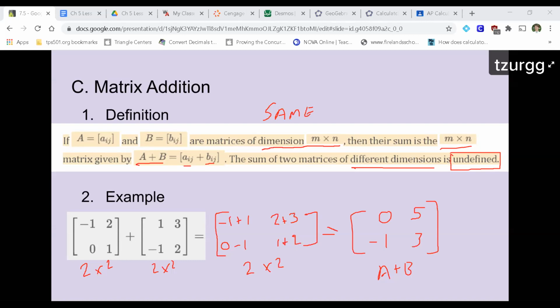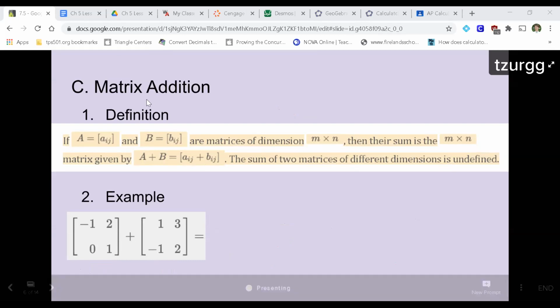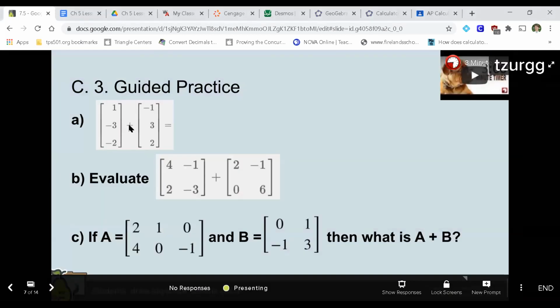Good, very good. All right, your turn. Add these two matrices together, then tell me what the sum of these two matrices are, then tell me what the sum of these two matrices are. 3 minutes. If you need any help or get stuck or anything, just let me know and I'll help you out.